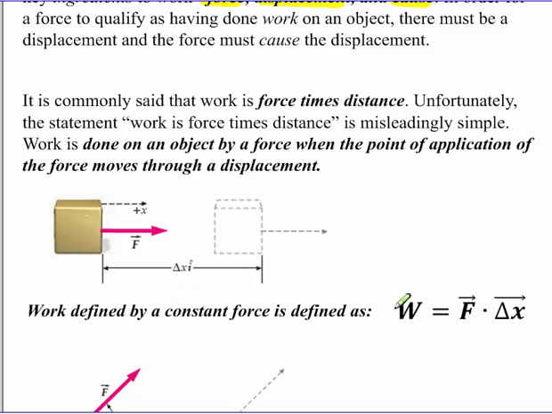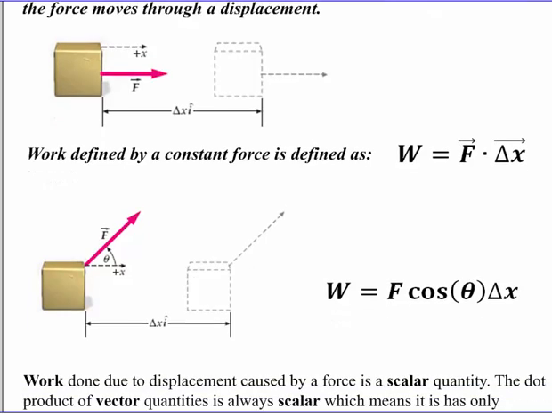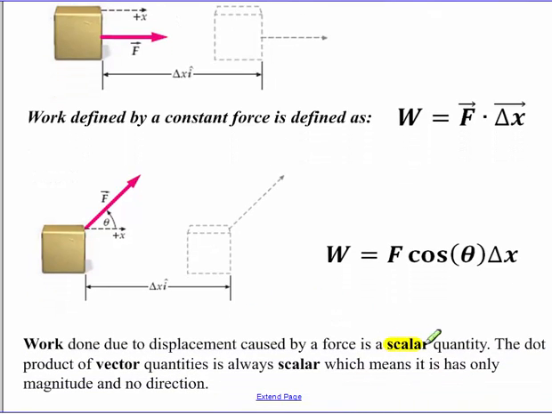So work is defined by the dot product of the force vector and the displacement vector. What's important about that is when you have, say, a force that's coming off at an angle here, and you try to do the dot product, you're going to have to get the force and the displacement to be parallel. So the force times the cosine of this angle times this displacement would be the work. Now work is a scalar quantity. It's not a vector quantity. The dot product of vector quantities is always scalar, which means it only has magnitude and no direction at all.